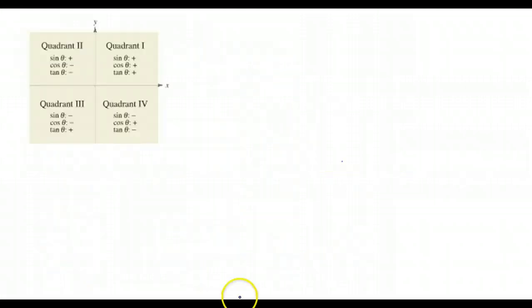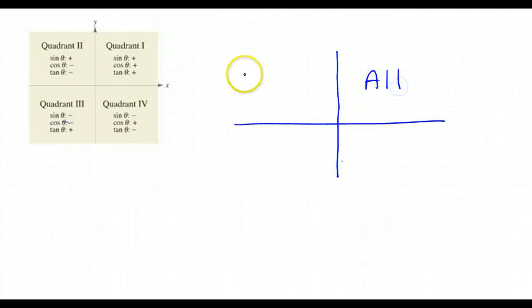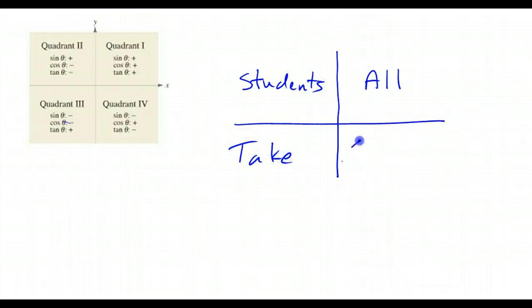Okay, so in that previous example, you may have noticed that cosine and tangent are both negative. And if you look at this little chart here, you'll notice that all of them are positive in the first quadrant, and only sine is positive in the second quadrant, only tangent is positive in the third, and only cosine is positive in the fourth. So here's a nice little trick to remember that. All students take calculus.